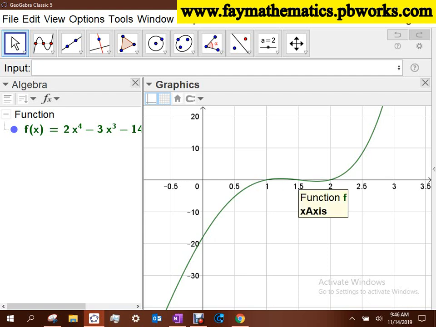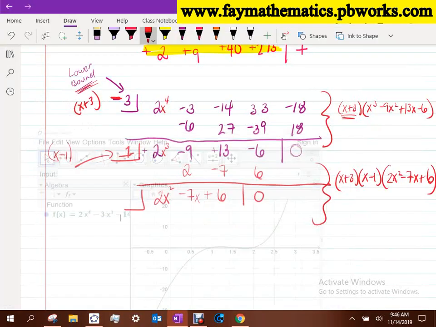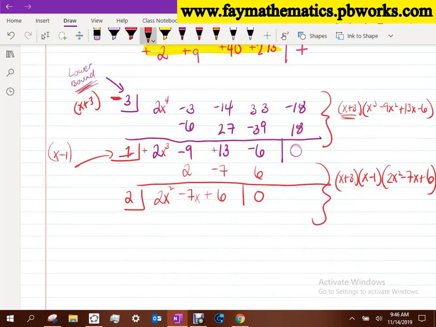So I know that we already tried 1, right? There's 3 halves. I don't want to try 3 halves. I don't want to deal with fractions, so I'm going to try 2. Okay? So we'll put 2 in. Bring my 2 down. Multiply gives me 4. Add gives me negative 3. Multiply gives me negative 6. Gives me a 0 there, right?